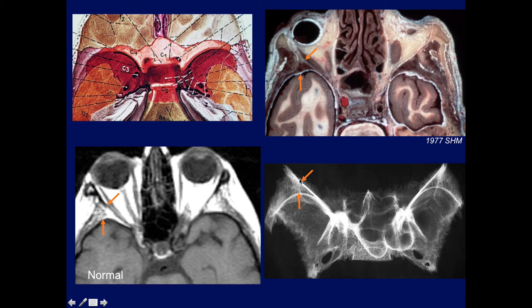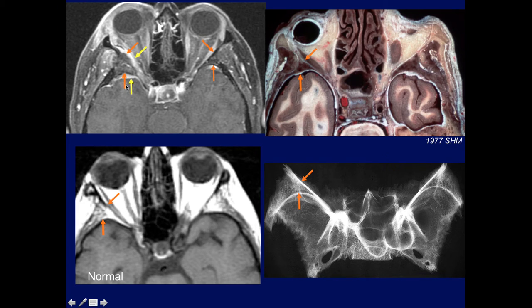So the greater wing of the sphenoid has two surfaces: an anterior surface which forms the posterolateral wall of the orbit. That's this surface. Then there's this curved surface. This is the anterior wall of the middle fossa. In between is bone marrow. So here on this anatomic specimen, you can see the bone marrow. And here on the normal MR, all this fat on the T1. So this is the anterior margin of the greater wing, forming the posterolateral wall of the orbit. And here it is, forming the anterior wall of the middle fossa.